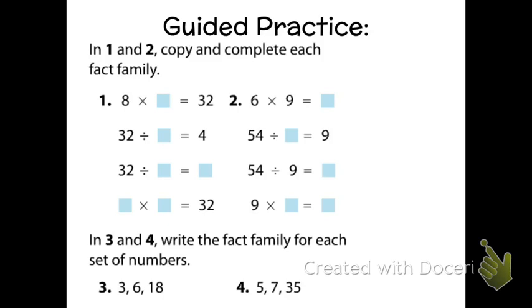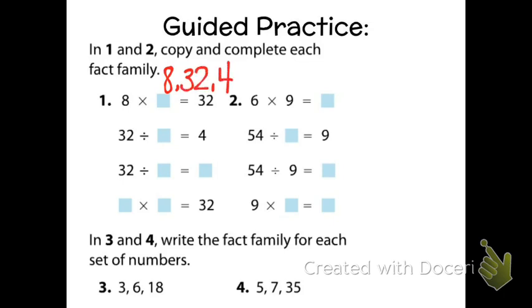Number 1 says to copy and complete each fact family. So in your notes, you are writing down everything that you see, and you will be filling in the blanks. 8 times blank equals 32. 32 divided by blank equals 4. Well, in fact families, I'm always working with the same 3 numbers. So on this one, I see an 8, a 32, and a 4.